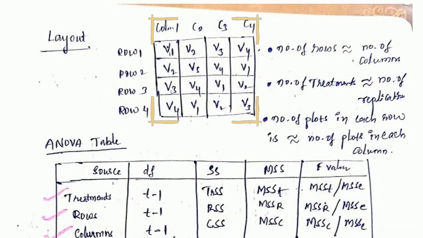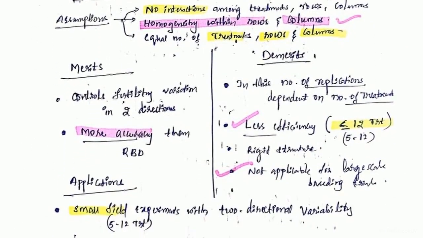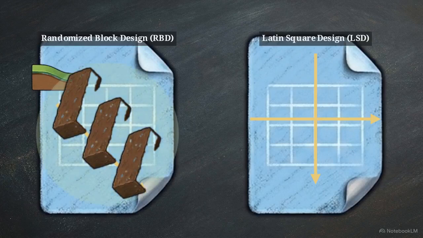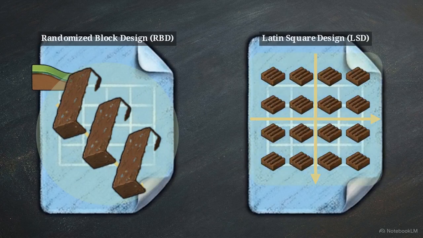This grid details how LSD handles it. You organize treatments so each variety appears exactly once per row and column, but there's a strict mathematical ceiling. As the notes show, LSD loses efficiency if you test more than 12 treatments. The physical geometry of your land dictates your choice. You will either control variation using parallel blocks or a rigid grid of rows and columns.